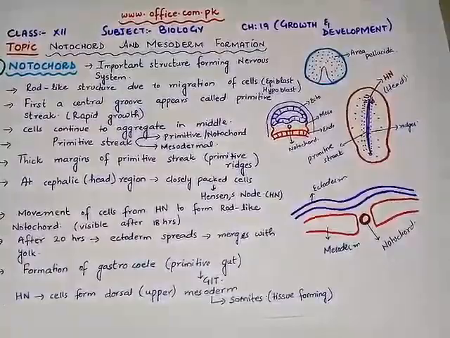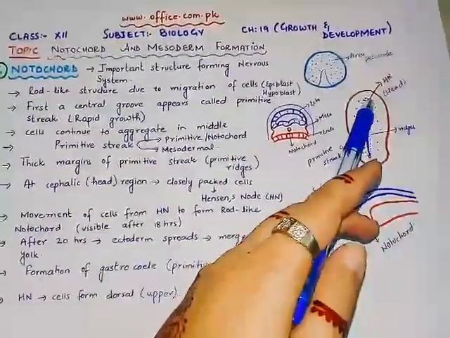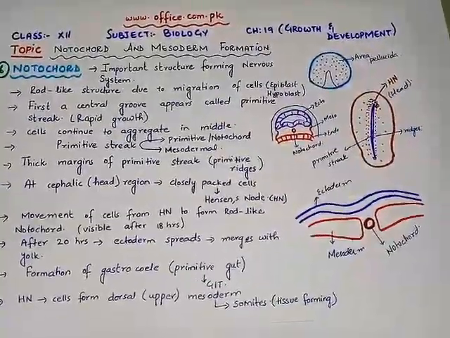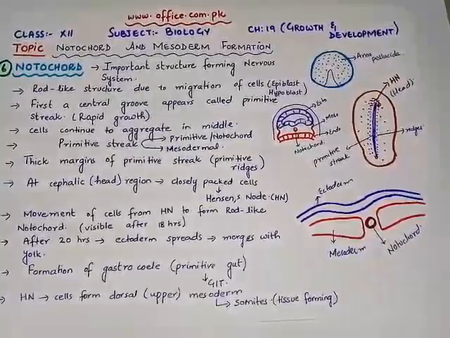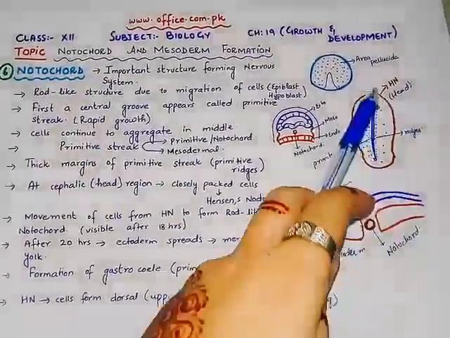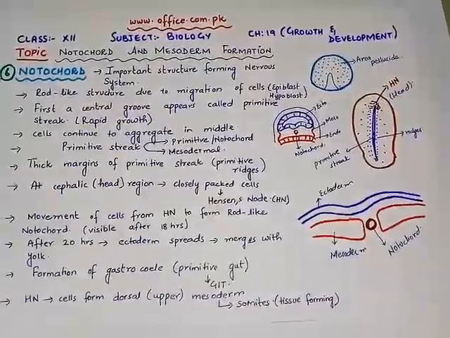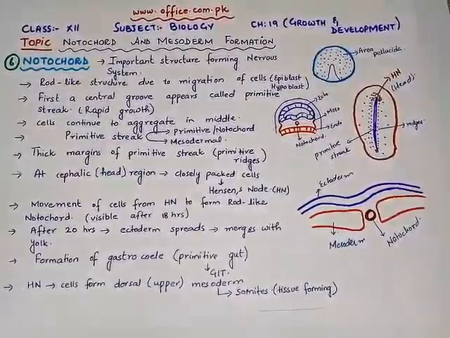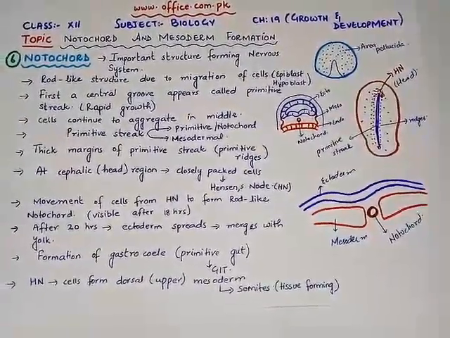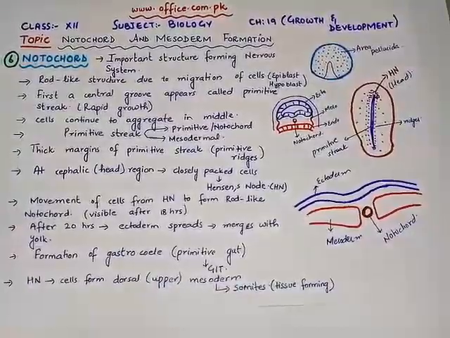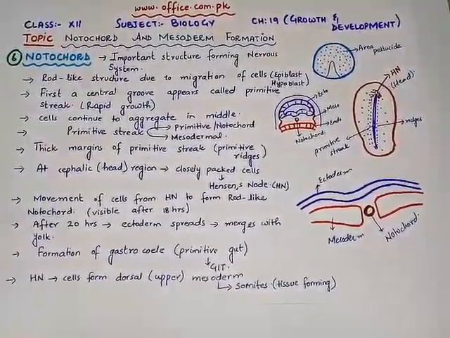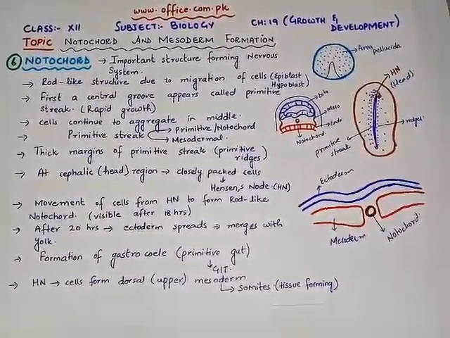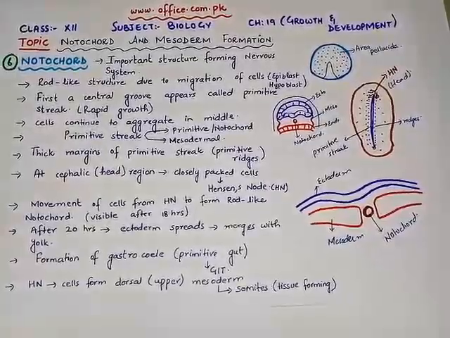Here the cells start to aggregate and are closely packed together. This point is known as Hensen's node, and I have labeled it as HN as an abbreviation. So this is Hensen's node. Hensen's node will become the future head of the new organism. Now there is continuous movement of the cells from Hensen's node to form a rod-like structure, and this rod-like structure is clearly visible after 18 hours. Means the notochord becomes visible after 18 hours of incubation.